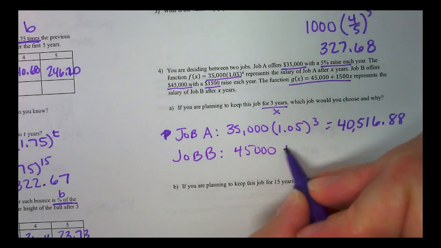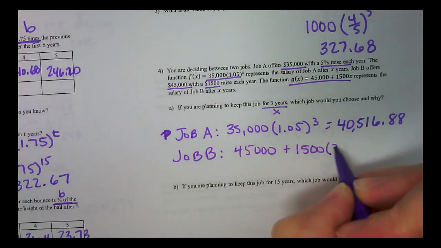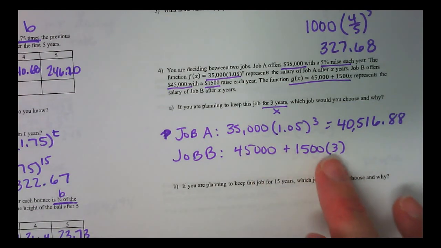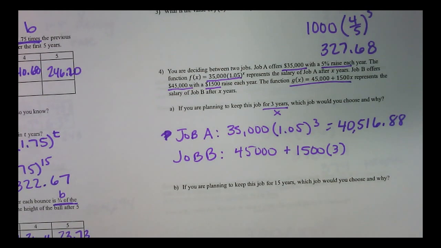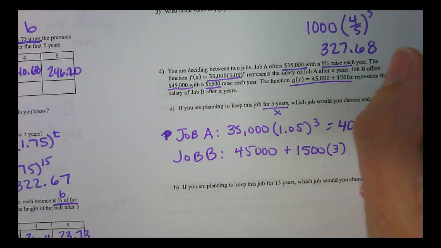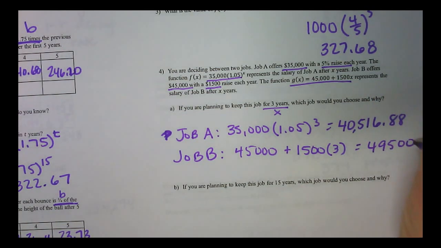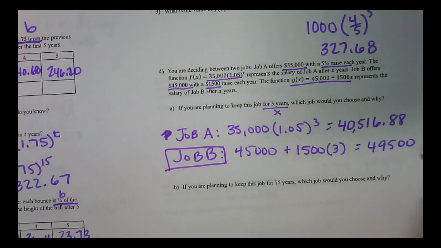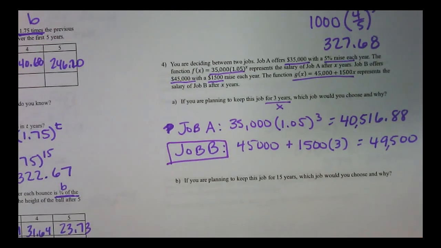Notice how job B is not exponential. Job B doesn't have an exponent in it, so it's not exponential, it's just linear. We have to do order of operations. We have to multiply first, and then we add. Okay, so which job would we make if we were only staying there for 3 years? You would want to pick job B, because job B, you're going to make more money.